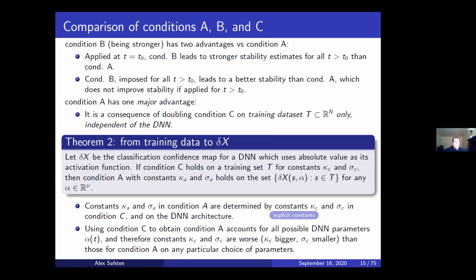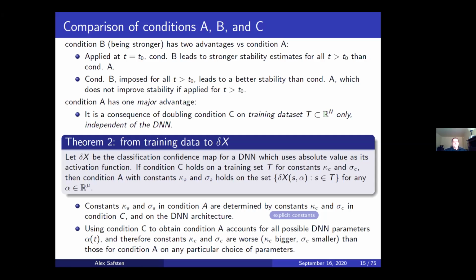Now, that may seem like condition B is the better condition. However, condition A does have one major advantage. It is a consequence of the doubling condition C on the training set only. So if we can verify condition C on the data set, then we get condition A for free. This is formalized by the following theorem.